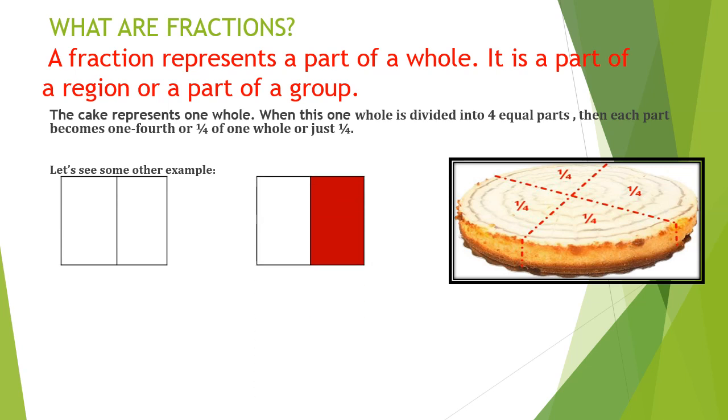This is a square, right? It is divided into 2 equal parts. In the other figure we see that a shaded portion is there, and the shaded portion is representing half. Out of the 2 parts, only 1 part is shaded. So it is written that 1/2 of the whole square is shaded.